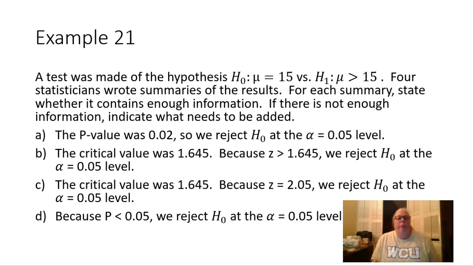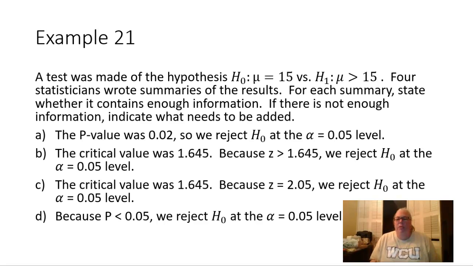Example 21. A test was made of the hypothesis, the null hypothesis mu is equal to 15 versus the alternate hypothesis mu is greater than 15. 4 statisticians wrote summaries of the results. For each summary, state whether it contains enough information. If there's not enough information, indicate what needs to be added.